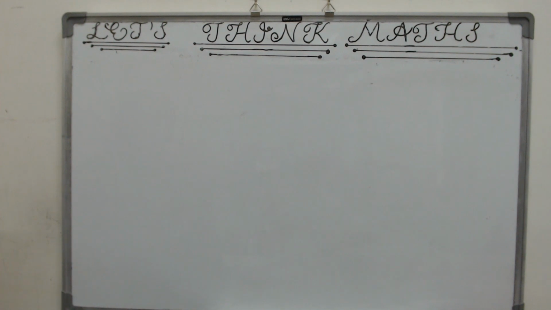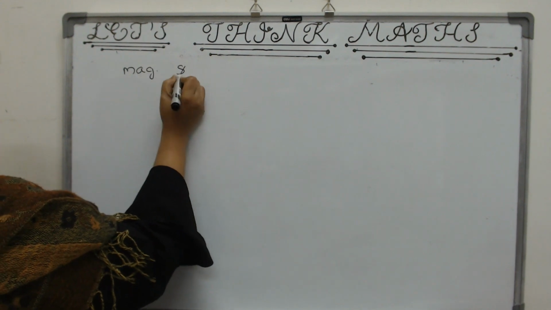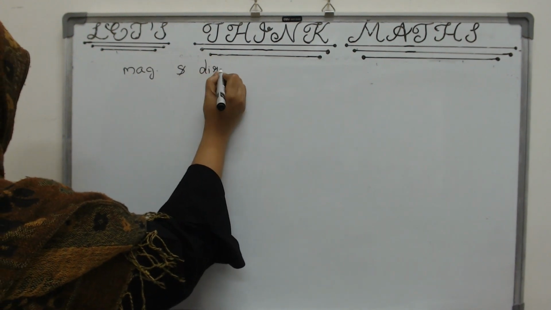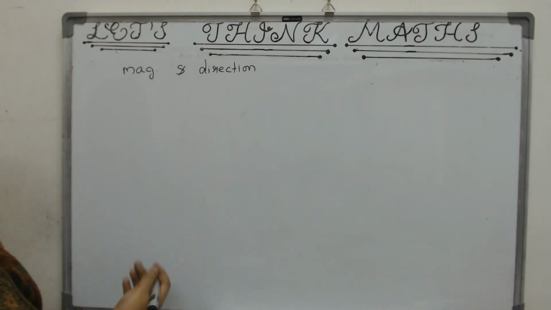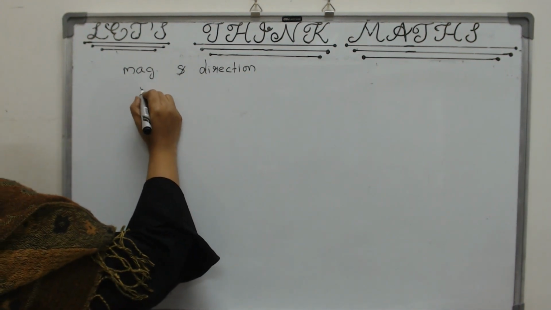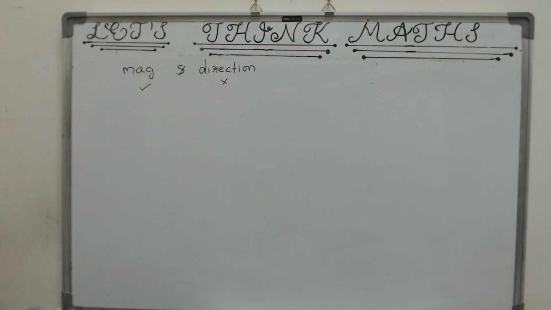In this class, let us study about vectors. Vectors are quantities which have both magnitude and direction. We already know about scalars, right? Scalars are quantities which only have magnitude. They do not have a direction. Now this is what the definition says, that one has direction, the other one does not have direction.